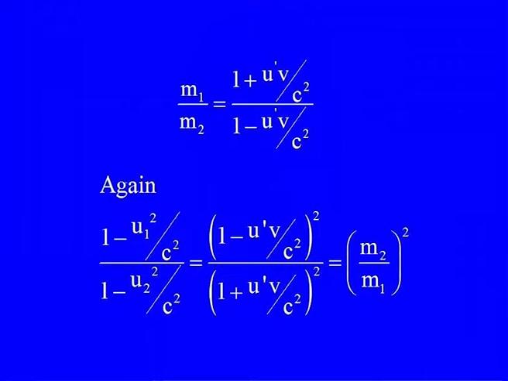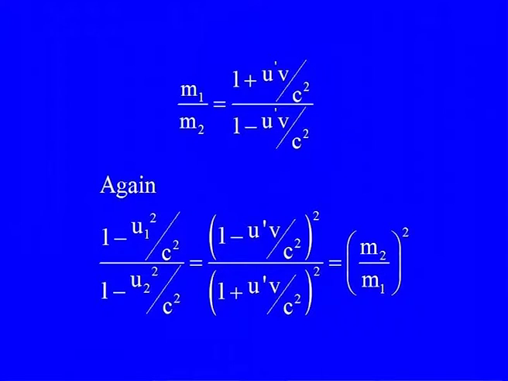Okay, it's 1 minus u prime v by c square whole square divided by 1 plus u prime v by c square whole square. Now, from the top of the slide, you can see that this is nothing but m2 by m1 whole squared. Okay. Now check what we have. Check the one on the left hand side. Okay. So, it is 1 minus u1 squared by c squared divided by 1 minus u2 squared by c squared, and then on the extreme right hand side you have this m2 by m1 in whole of squared.